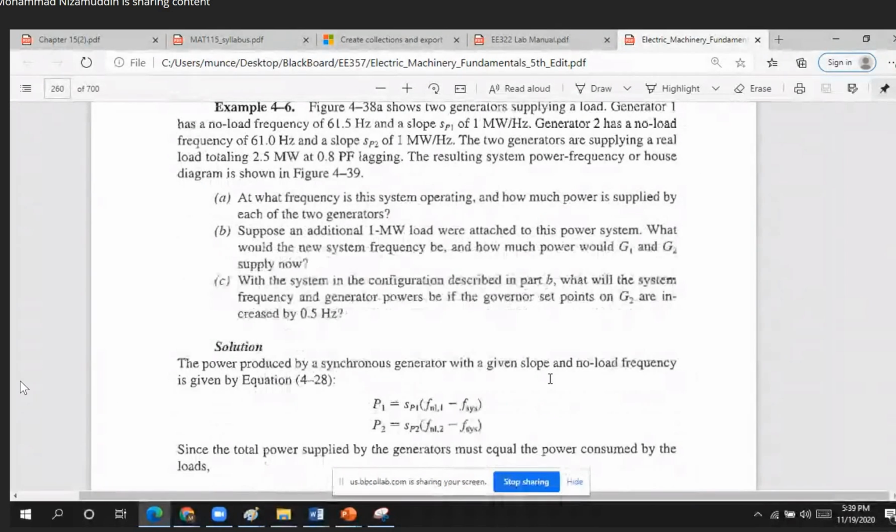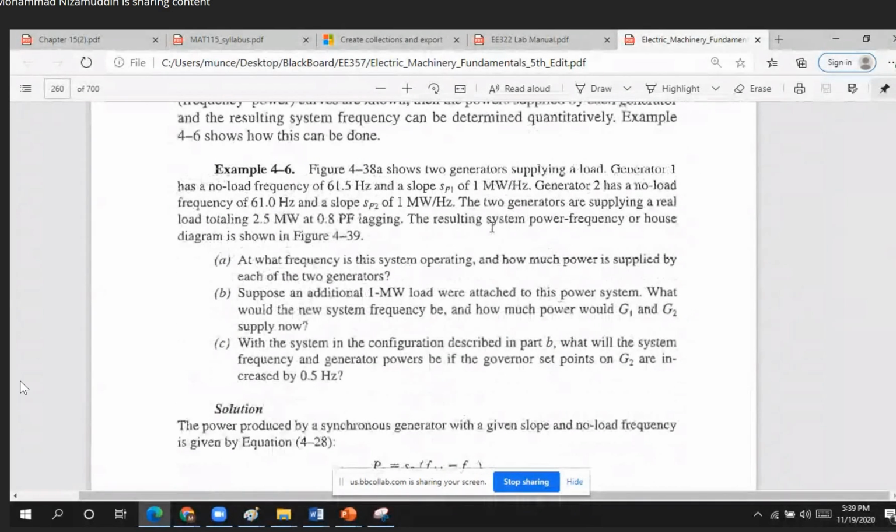What are the examples? Yes, this one. This is the example I'm talking about. There are two generators supplying a load. Generator 1 has a no-load frequency of 61.5 Hz, and the slope SP1 is given. Remember, the slope might not be given. You can get it from the diagram. Here slope SP1 is given as 1 megawatt per hertz.